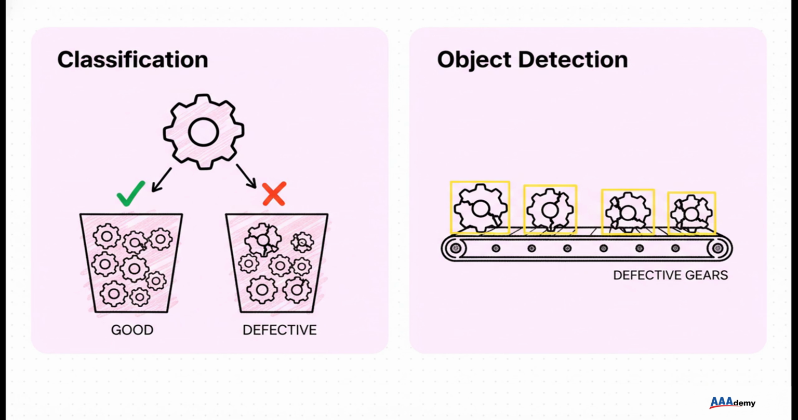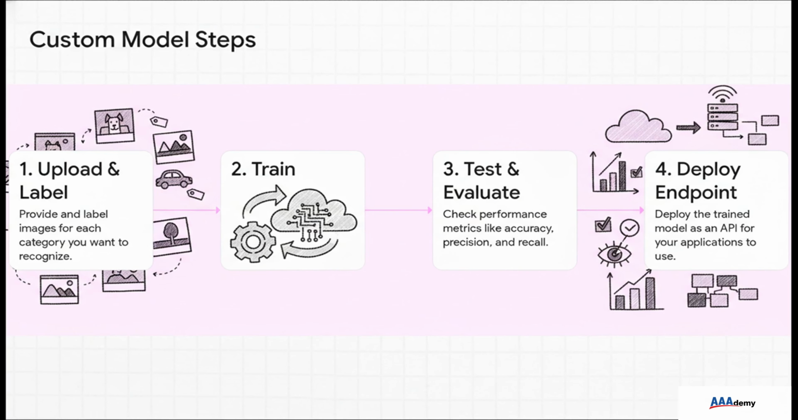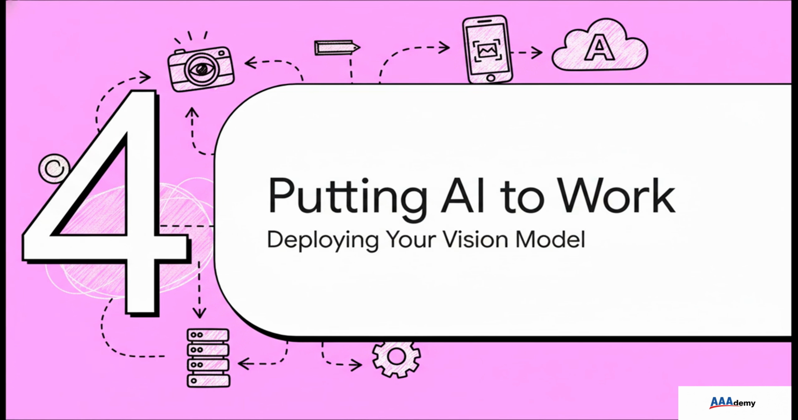Then you've got object detection, which goes a step further. It answers, where are the things I'm looking for, and finds every single one in the picture. And believe it or not, the training process is surprisingly simple. Step 1, you upload your pictures and you label them. Basically, you just tell the AI, hey, this is a defective part. Step 2, you hit the train button, and Azure does all the heavy lifting. Then you test it out, and once you're happy, you deploy it as an API. That's it.